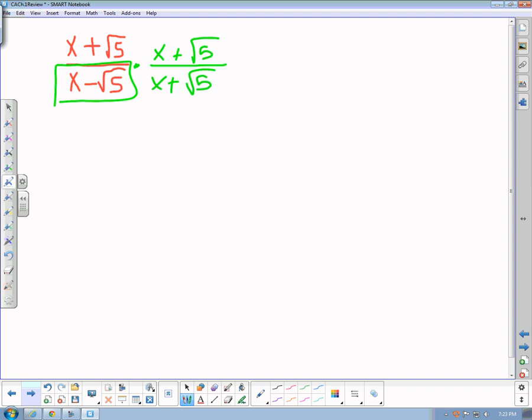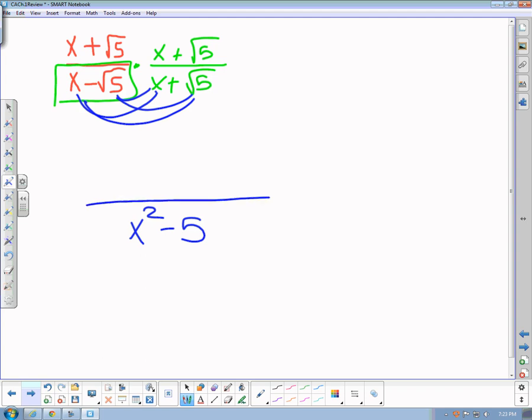So now when you multiply, denominators first. X times x is x squared. That's square root of 5x, negative square root of 5x, which go away, and then minus 5, because 5 times 5 is 25, and the square root of 25 is 5.